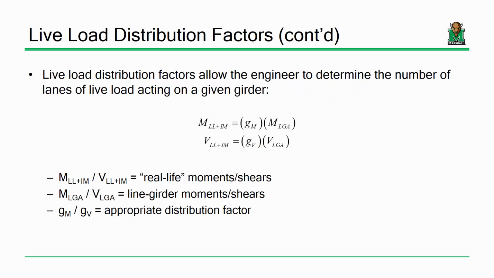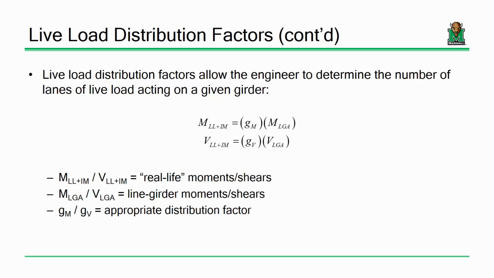So here's the idea. Let's say I've got some computer program that spat out some moments and shears for a bridge. What I would do is take those moments and shears and multiply them by an appropriate distribution factor, and they're kind of involved, so we'll take our time and discuss it. But I would multiply them by the appropriate distribution factor, and then I would generate real life moments and shears.